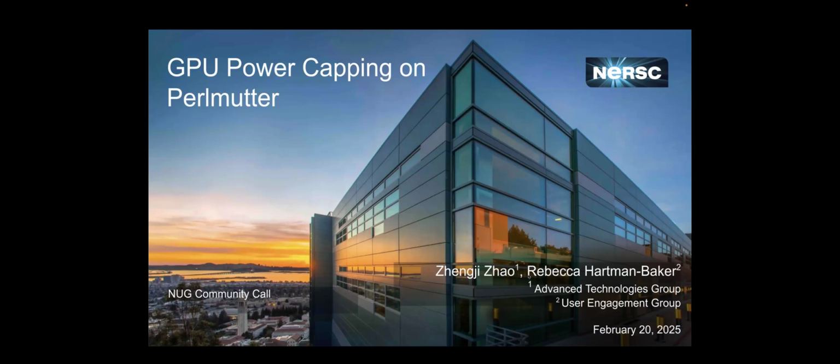I'm Zhengji Zhao from the Advanced Technologies Group, and today's talk is about GPU power capping. I hope everyone is familiar with what GPU power capping is, but in case you are not, GPU power capping is putting a maximum power limit on the GPU that it can use. This is one of the power management approaches, and it is available on Perlmutter.